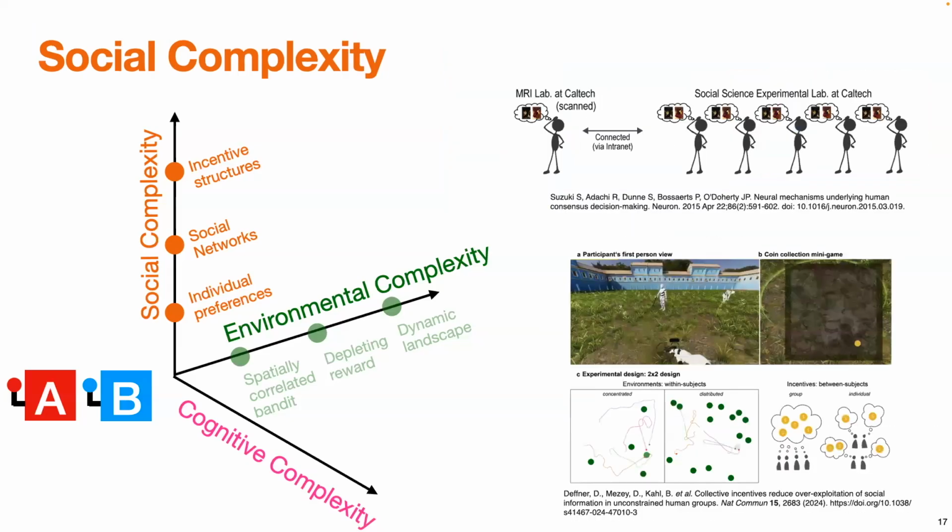Speaking of incentives, in collective decision making, we can also think about the difference between consensus making and combined decision making. As Kameda Sensei said, for consensus decision making, individuals need to reach a consensus to make a choice.